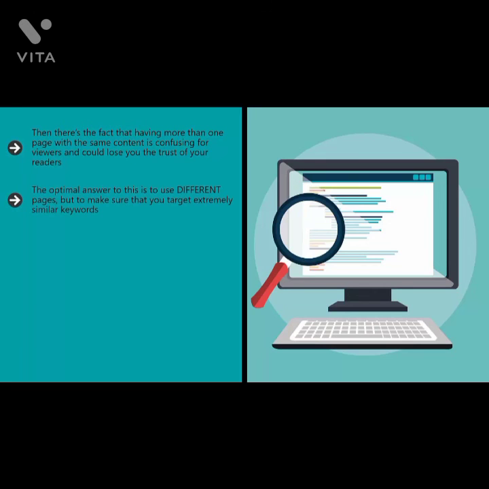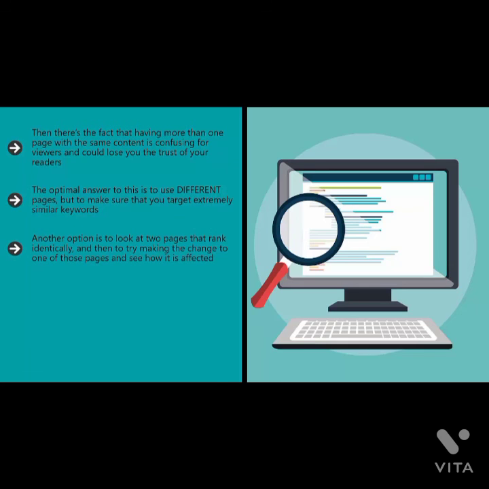The optimal answer to this is to use different pages, but to make sure that you target extremely similar keywords. Use a keyword research tool like KW Finder, www.kwfinder.com, and then target keywords that have similar search volumes and similar KD, keyword difficulty ratings. When you do this, you can try different techniques on similar pages with similar objectives and see which one comes out on top. Another option is to look at 2 pages that rank identically, and then try making the change to one of those pages and see how it is affected. This is a slightly better strategy because you are starting from a similar place.